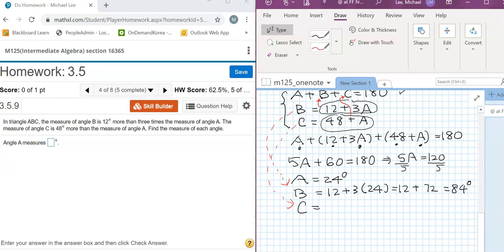C is simply 48 plus A, 48 plus 24, which is 72. Okay, so what? But they asked, actually, I did way more than they asked. They said, what is angle A? It's 24. Okay, that's the next one.